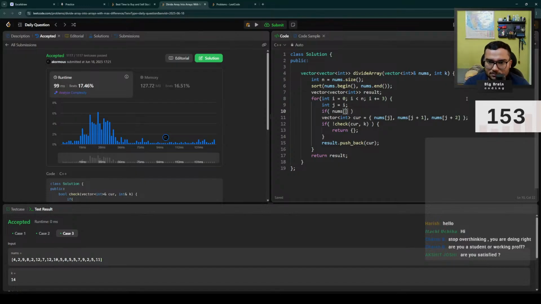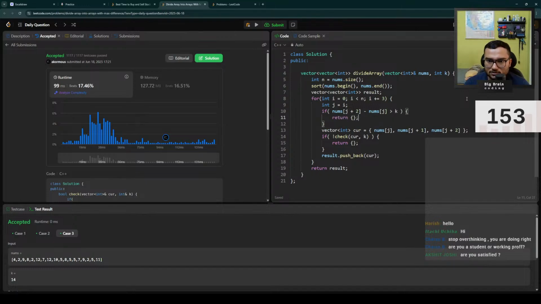If nums of j plus 2 minus nums of j is greater than k, then return an empty list. Otherwise, create this vector.